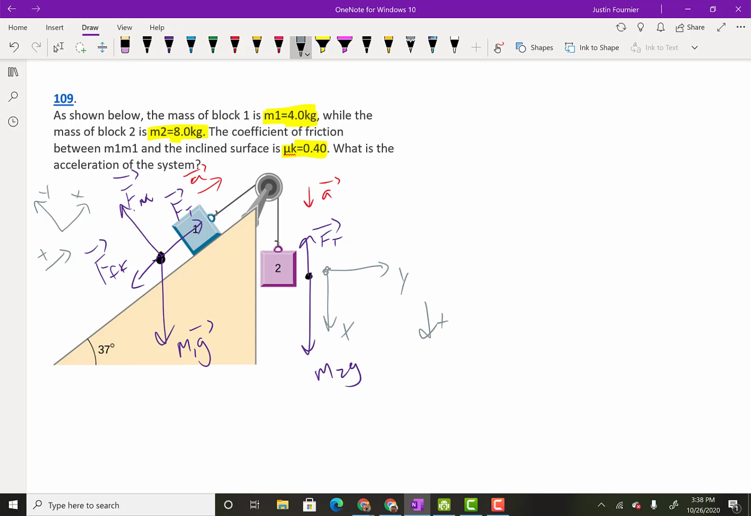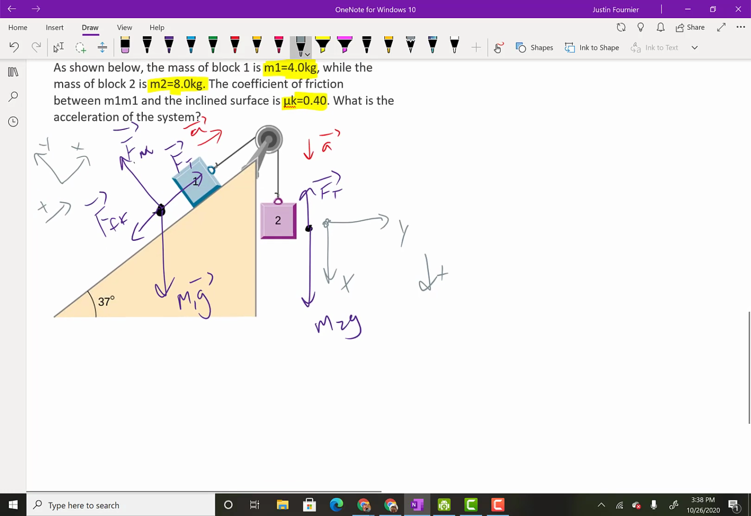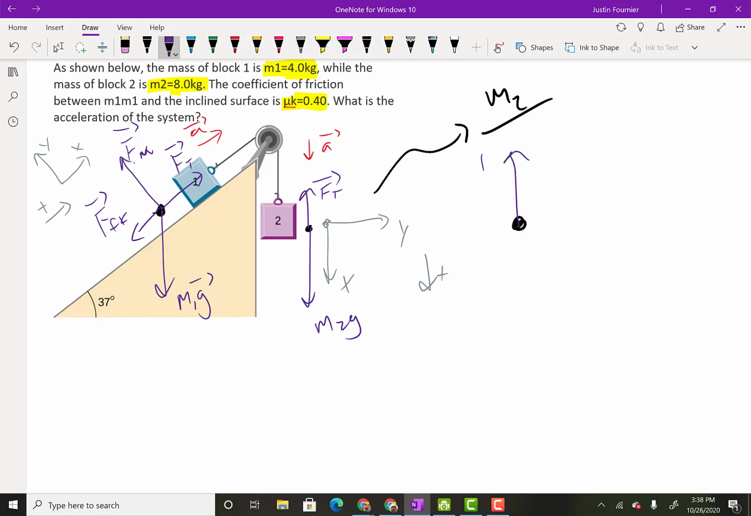So let me really quickly, let's see. Mass 2 shouldn't be too bad, so let's start with mass 2 here. I got my free body diagram that's going to look like this, or let's do it over here. So my free body diagram for mass 2 is I've got the tension force going up like this, and I've got m2g going down like this, and the positive direction is down.